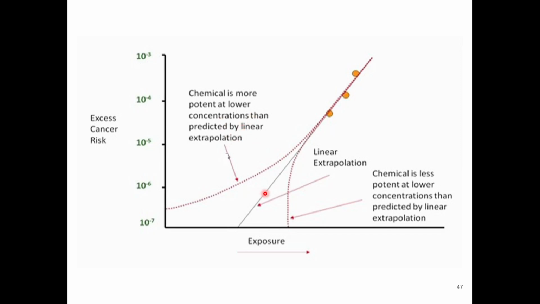So it can have excess cancer risk at a very low exposure also. However, in this case, the curve going the other way, the chemical is less potent at lower concentrations than predicted by linear extrapolation. So if you see here, even at a certain higher exposure, the excess cancer risk is less than 10 to the power minus 7. In the earlier case, even at a low exposure, the value is high. However, in this case, even at a certain high exposure, the value is less than 10 to the power minus 7.